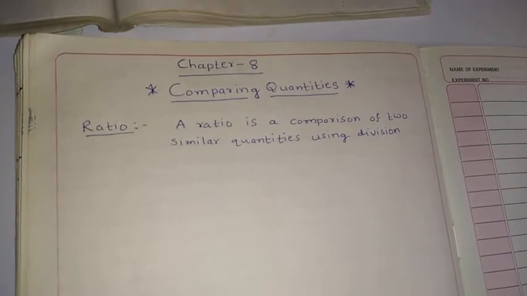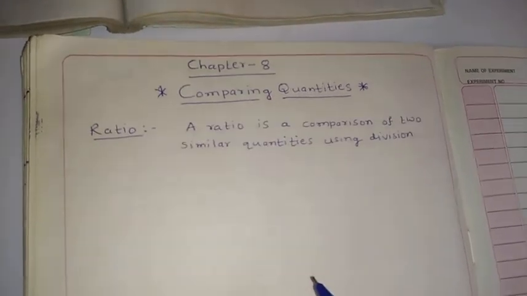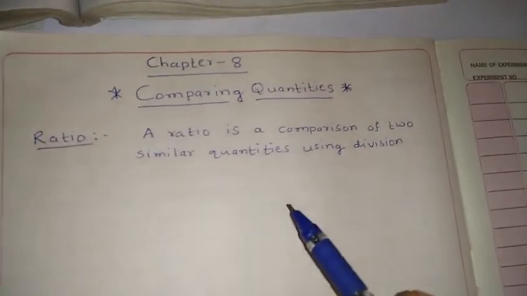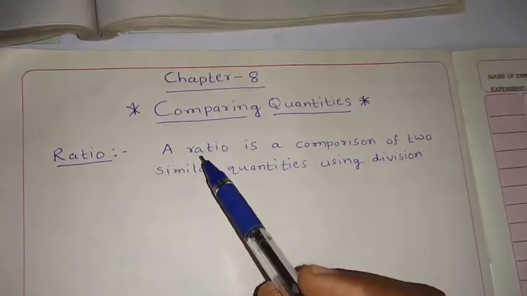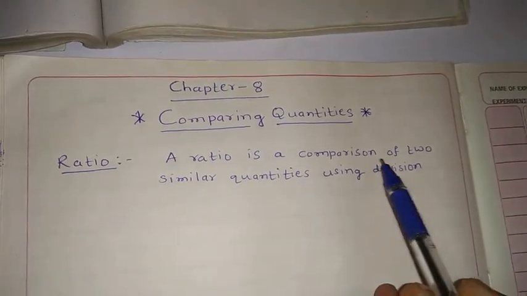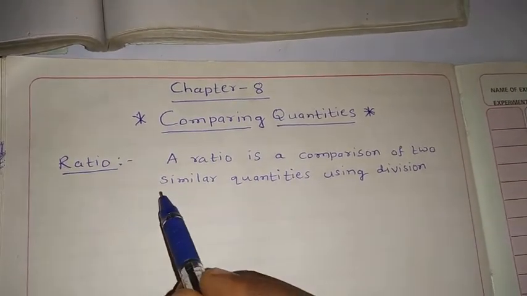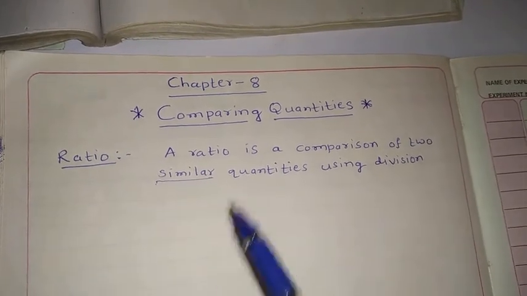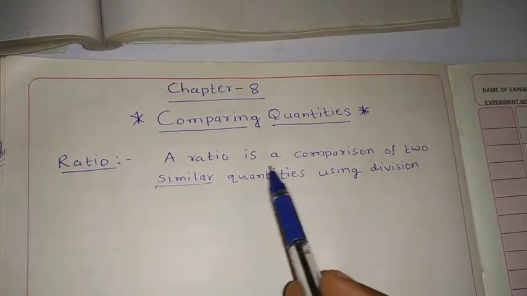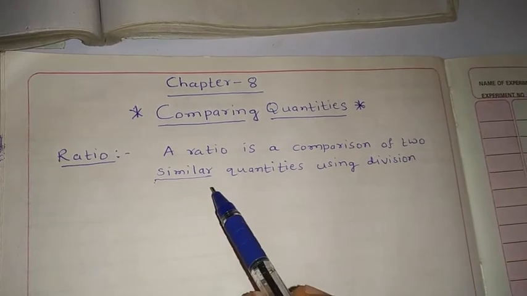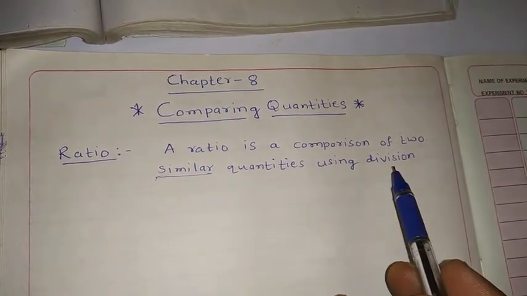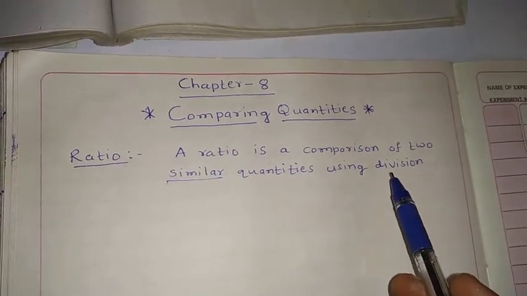So first thing is ratio. What is the meaning of ratio? All of you see here. A ratio is a comparison of two similar quantities. This word is very important: similar. A ratio is a comparison of two similar quantities using division. So what is the meaning of this?